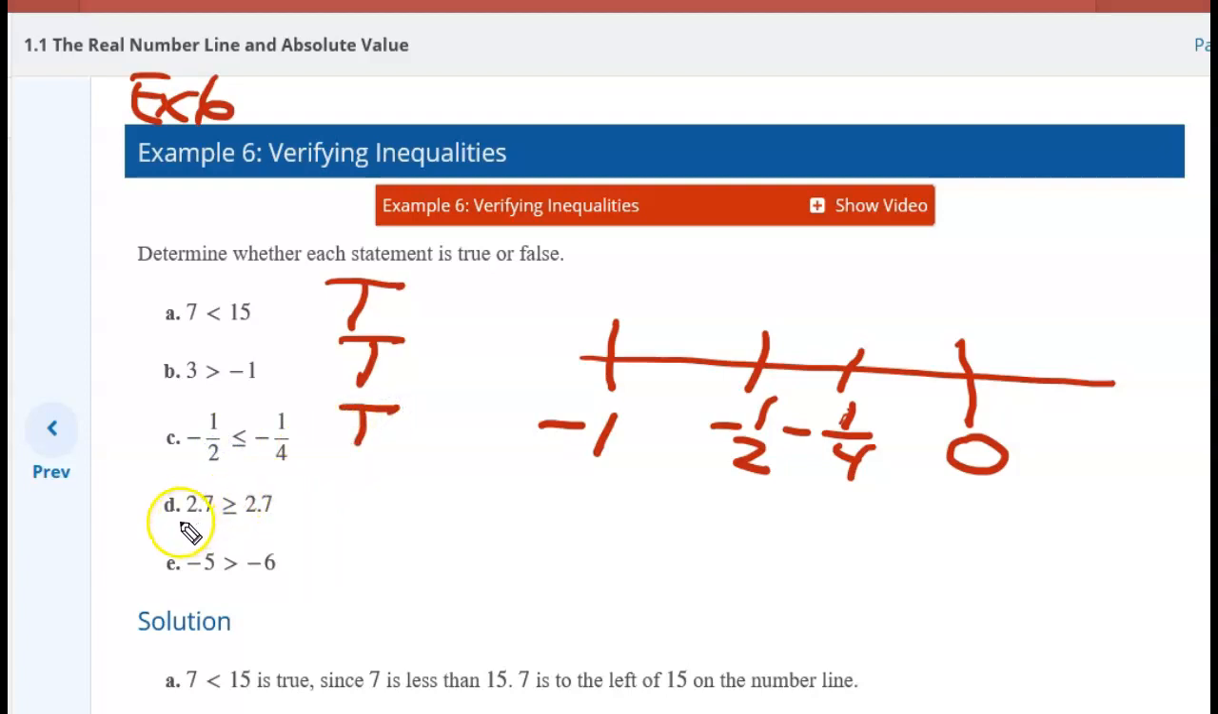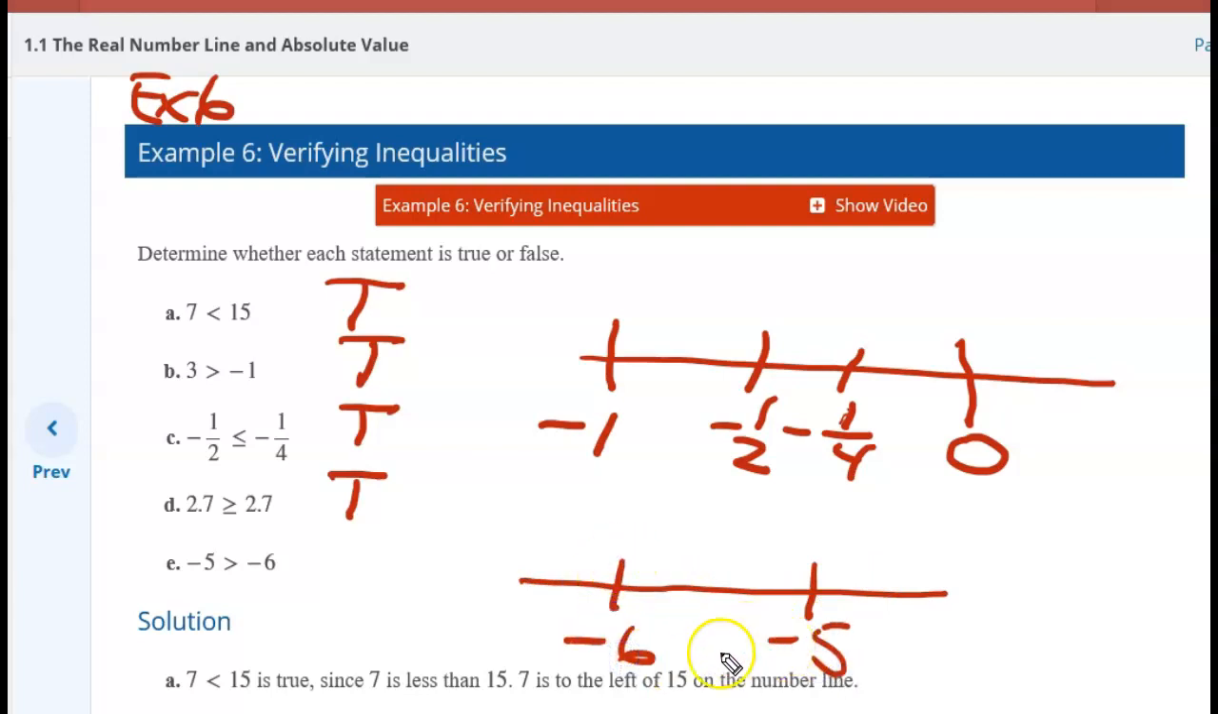Now here we have like a conundrum because it says 2.7 is greater than or equal to 2.7. Now we know it's not greater, but does it equal? Part of it is true, so this is true. Now negative 5 is greater than negative 6. Again, a number line would help. There's negative 5. There's negative 6. Negative 6 is to the left, so therefore negative 5 is greater. These are all true.